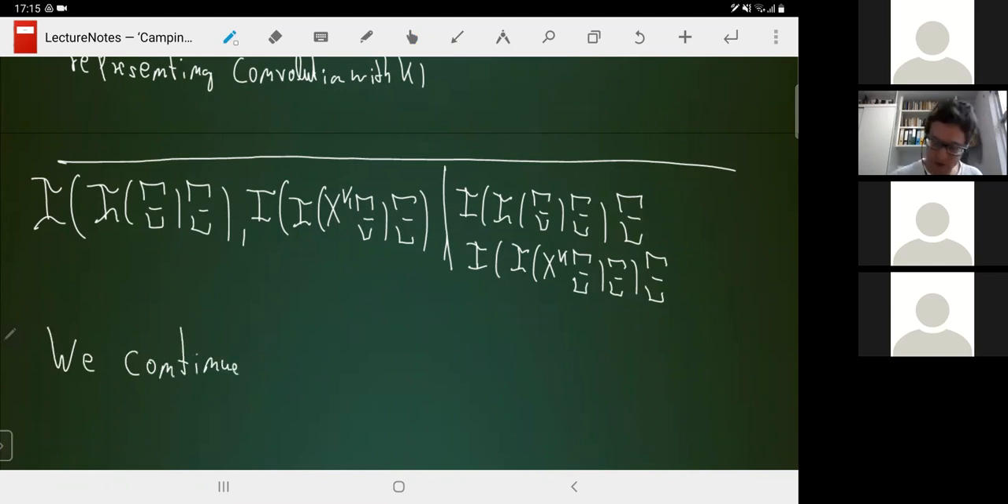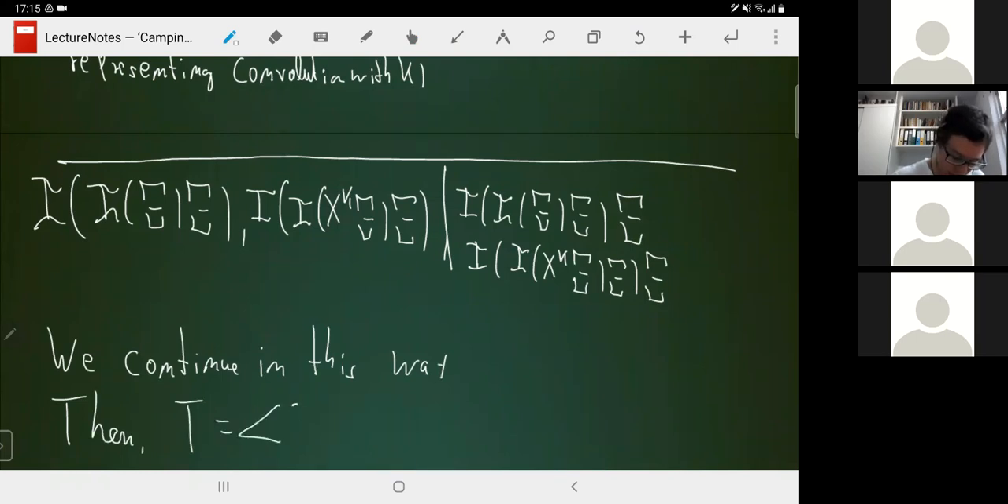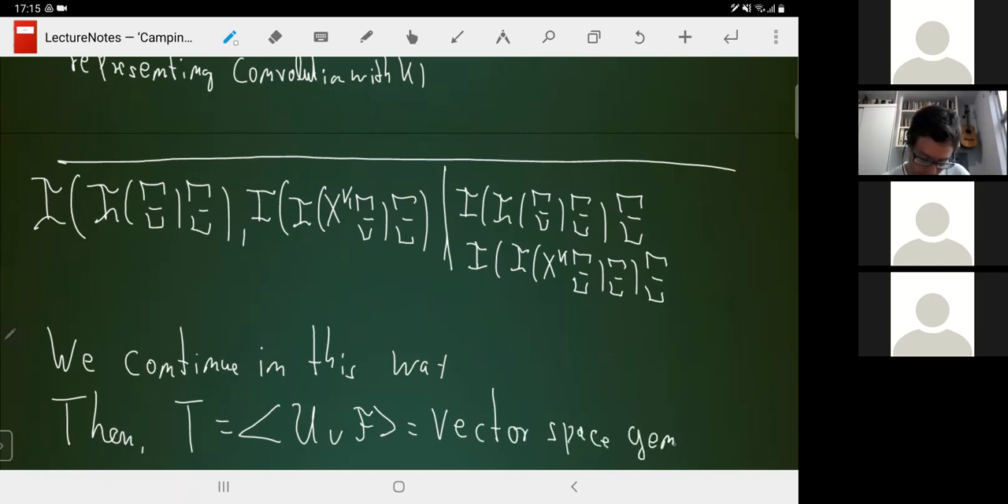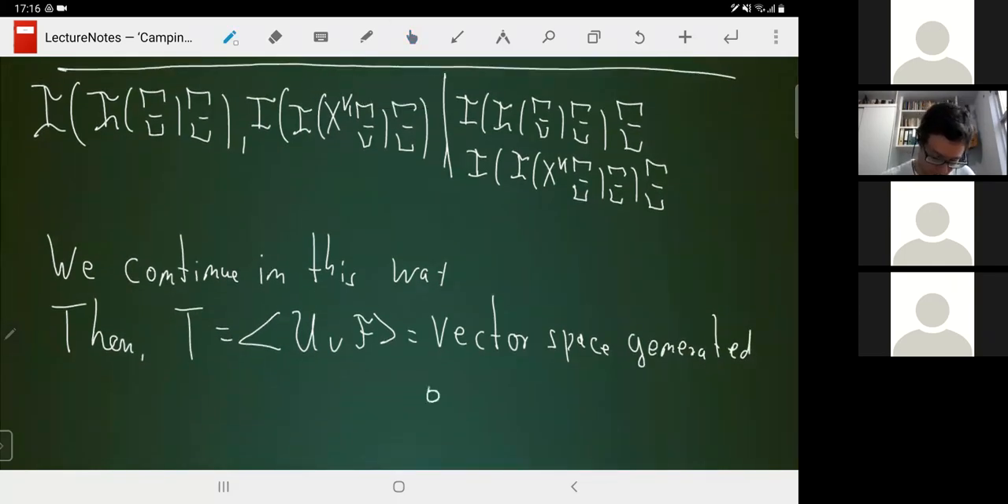Continue in this way. So then the regularity structure, T, is really, you take the left-hand side and the right-hand side, and it's the vector space generated by U and F. Okay. So this is T.